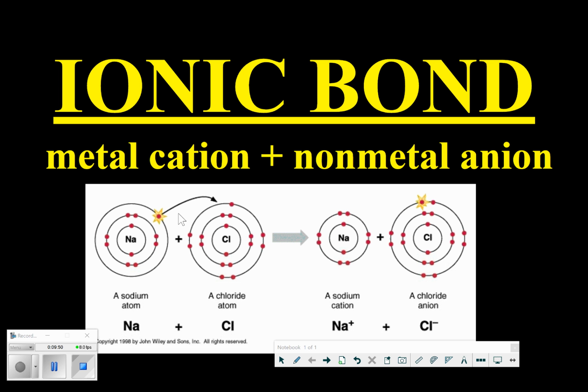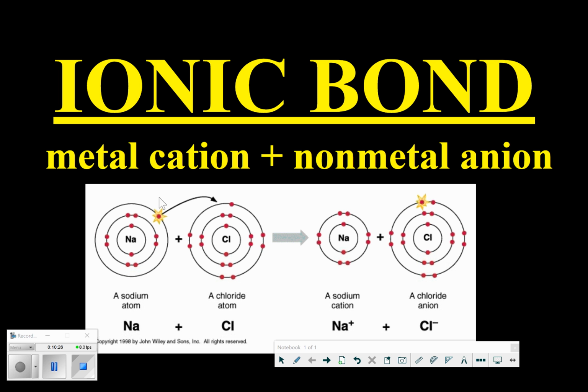Okay, so an ionic bond, you've got a metal cation. Remember, a cation is an ion that is going to donate an electron, becoming positive. A nonmetal anion is an ion that wants to steal an electron, becoming negative. So this metal is going to donate its electron. Remember, it's a +1 because it's got an extra electron. Chlorine is a -1 because it's missing an electron.